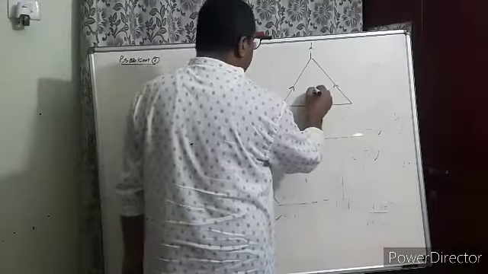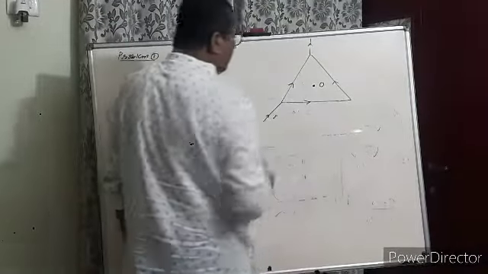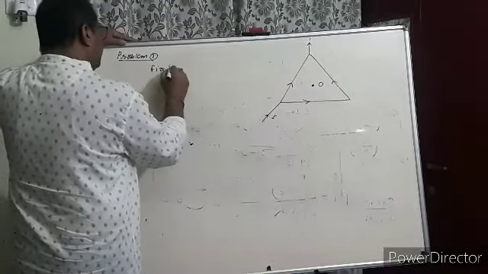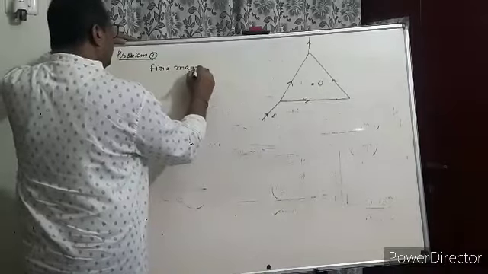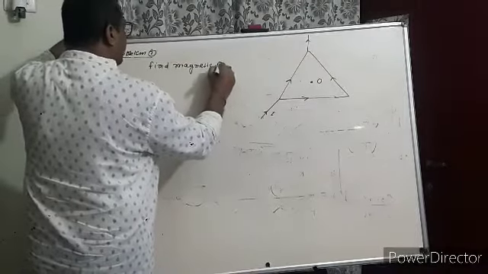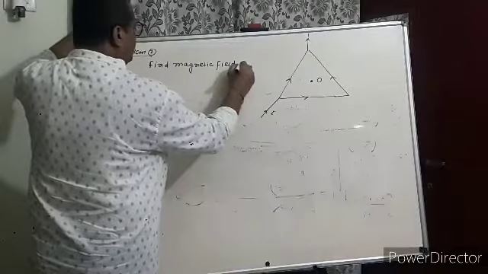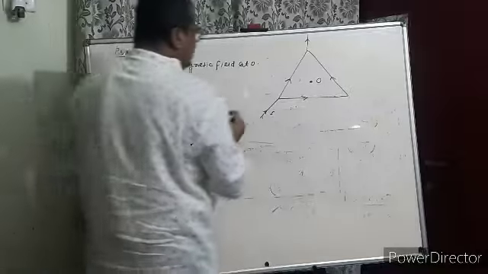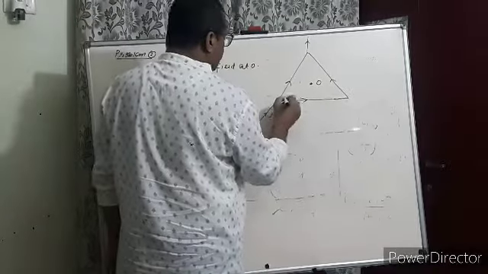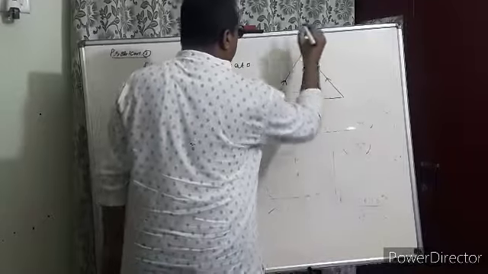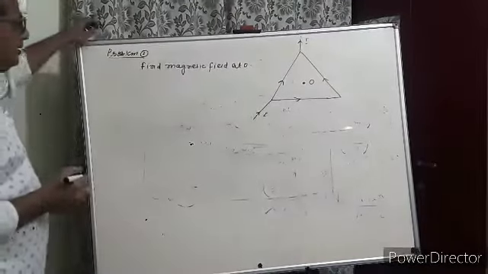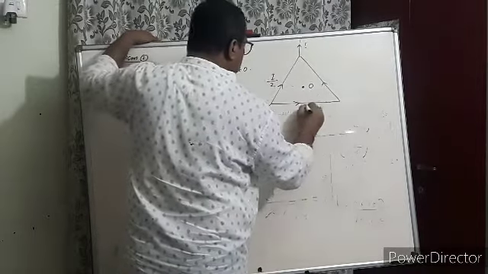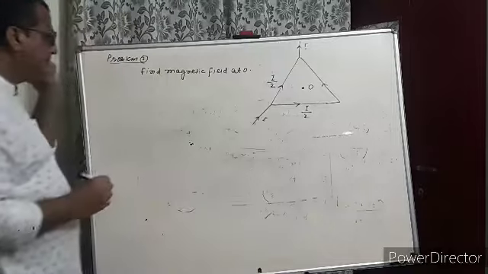We have to find the magnetic field at O. Here current is flowing this side. From here I is coming out, I. This side I by 2, and this side also I by 2 current is going, that is given.